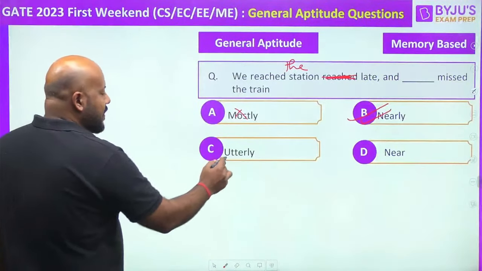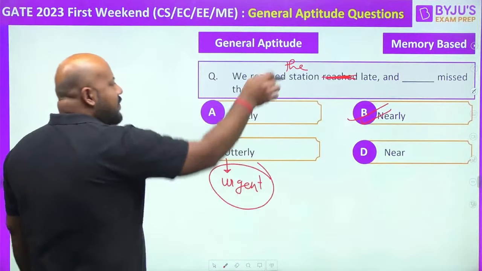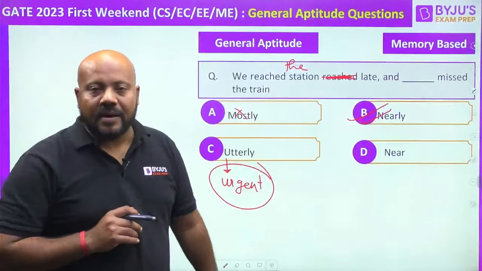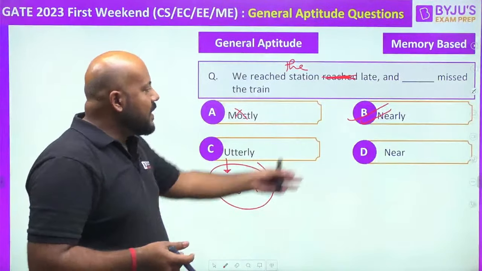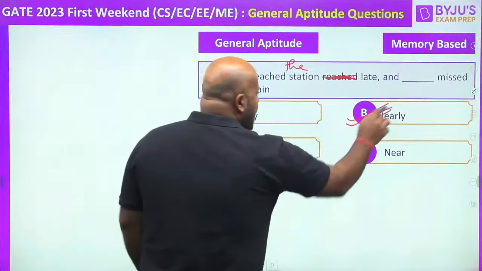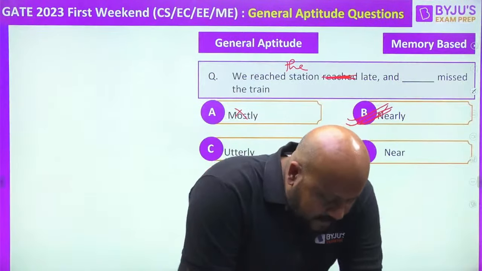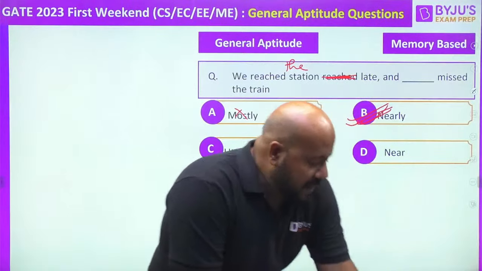Utterly means very urgent, so urgent does not fit in the situation. It is a different word. Near is not going to be the right word. So what is the answer? Nearly. Everybody, tell me in the comment section. Have you given nearly as the correct answer? Let us see the next.